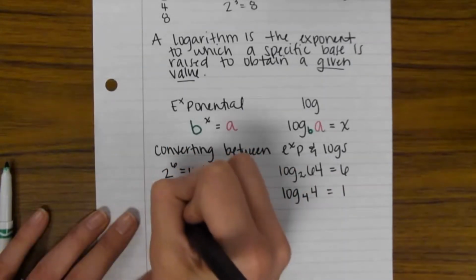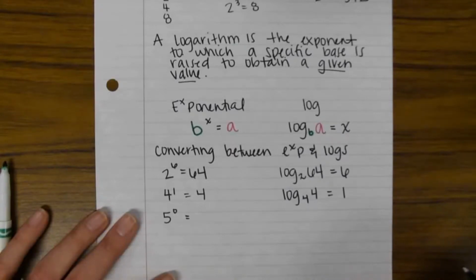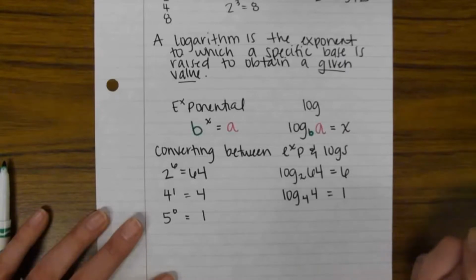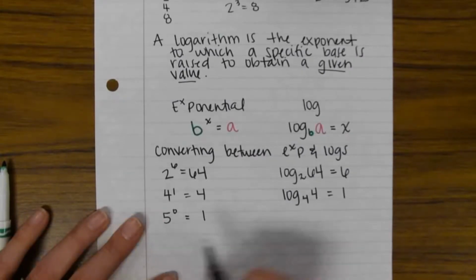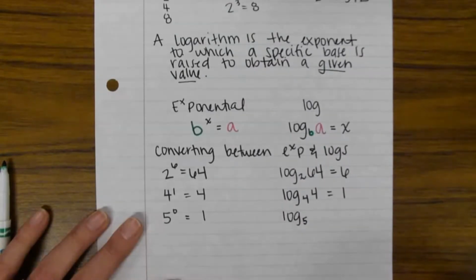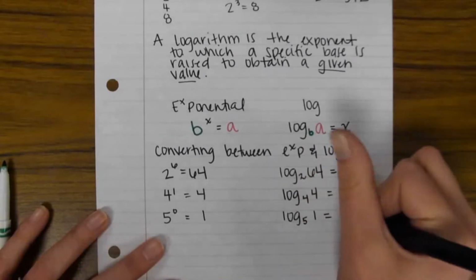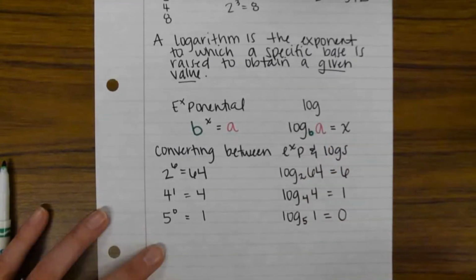Let's try another one. 5 to the 0 power. What is 5 to the 0 power? Oh, it's 1. Anything to the 0 power is 1. How do I rewrite this as a log? Well, let's first identify our base. Our base is 5, so we're going to write log base 5 of 1 equals our exponent, which is 0. That's pretty cool.